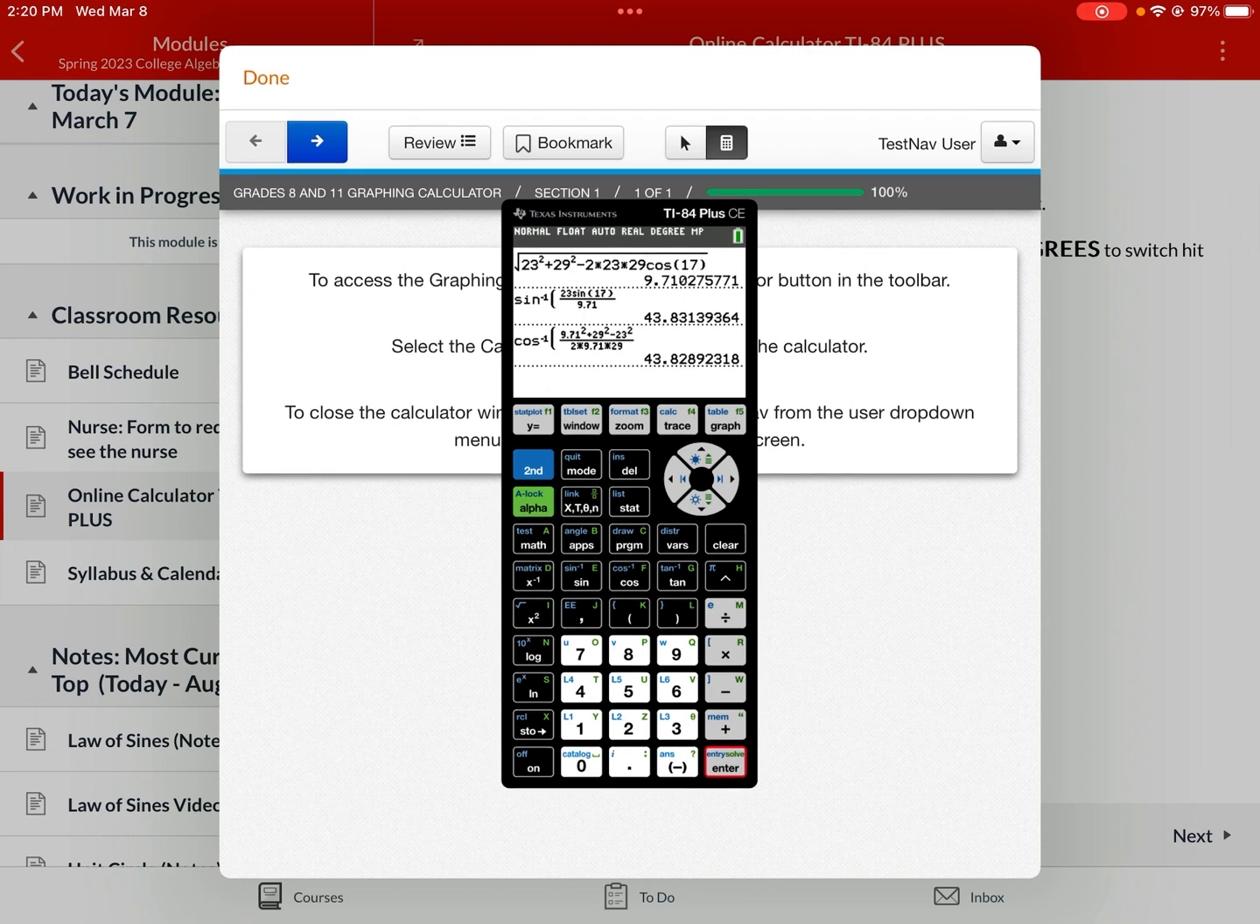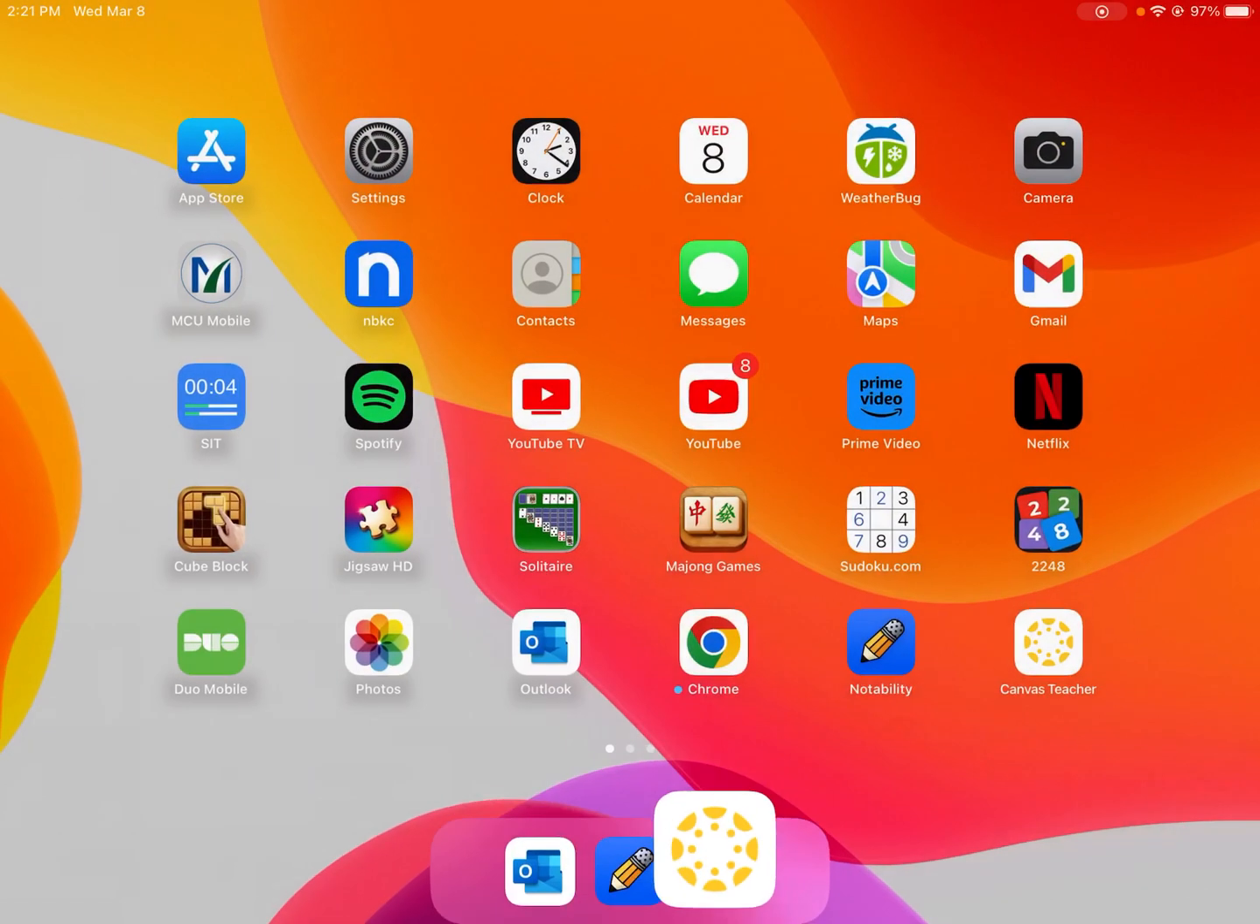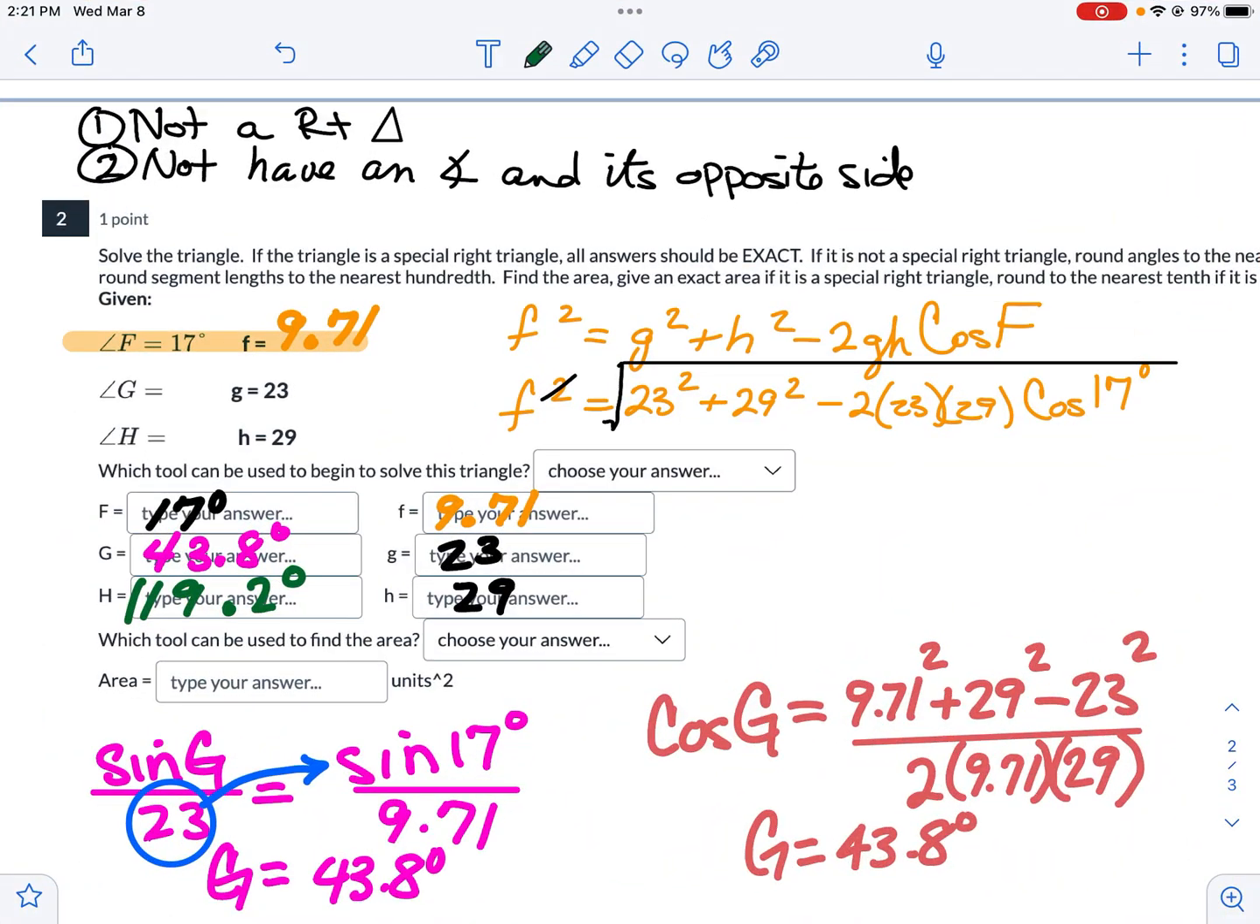So 180 minus, I forgot the numbers, minus 17 and minus 43.8. Were those the numbers? 119.2. I should believe in myself. A little more faith, Mrs. Leonard. 119.2 degrees. And there we have it, my friends.